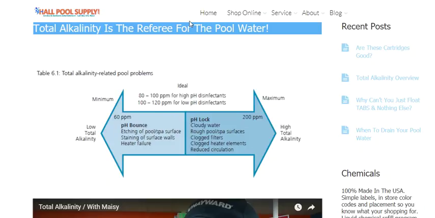Total alkalinity is the referee for the pool water. What's that mean? Well, that means that your alkalinity is kind of like the referee. It keeps anything from going too far fouling upwards, too far fouling downwards, keeps everything stable, keeps the chlorine game, the game with everyone following the right rules.